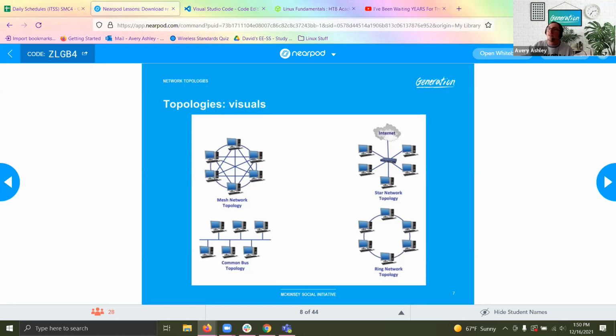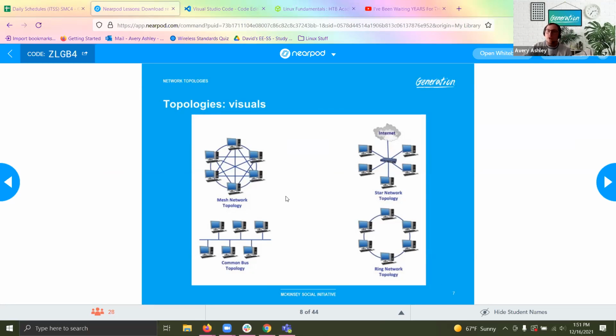Yes, Venkata. Can you repeat the calculation for mesh once? Yes. So it is N times N minus 1. And then you're going to divide all of that by 2. And I put it in the chat. And that's how we get our mesh numbers.